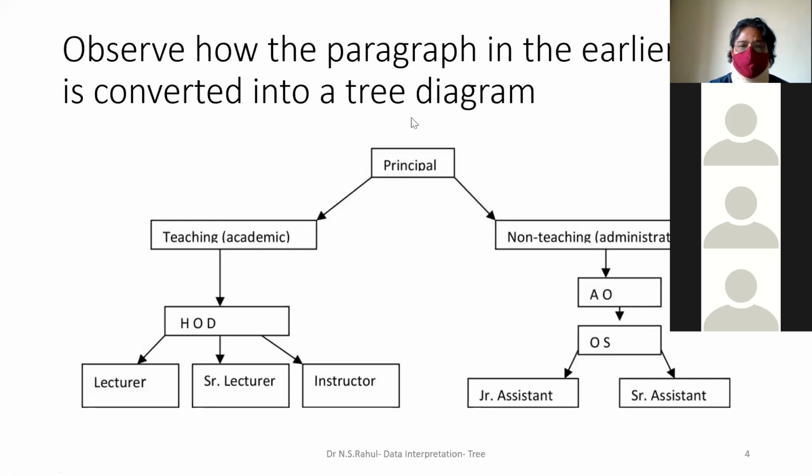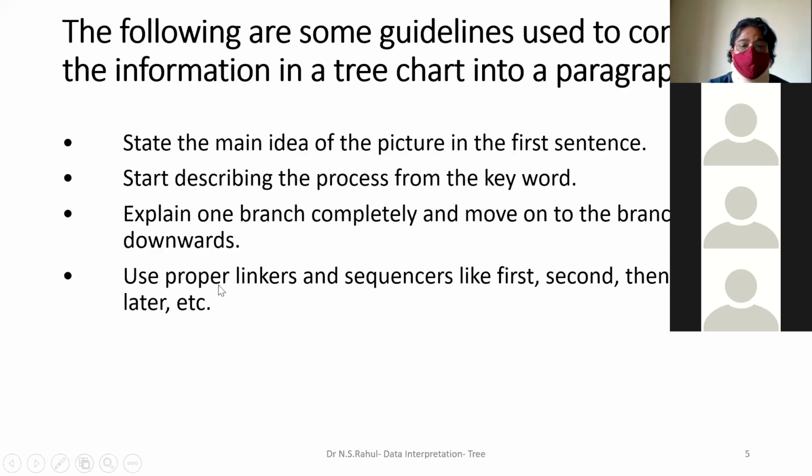Two branches are there. One is teaching and another is non-teaching. First, you describe the entire one branch, teaching or non-teaching, whatever it may be, and then go to the next branch. If there are more branches, you have to describe all the branches one by one. That is what you are supposed to do while converting a tree diagram into a paragraph. Use proper linkers and sequencers like first, second, then, next, later. These are the linkers which we used even yesterday while converting a flowchart into a paragraph.